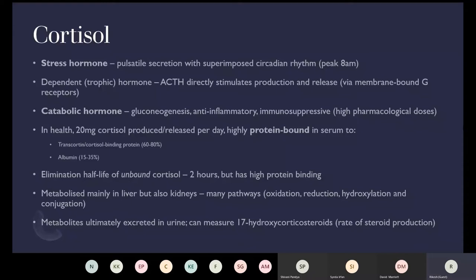Cortisol is mainly metabolized in the liver, but also in the kidneys, and that happens by several different pathways. And the metabolites are ultimately excreted in the urine, and you can measure this. So it's 17-hydroxycorticosteroid, and you can take that and see what rate of cortisol you're producing.